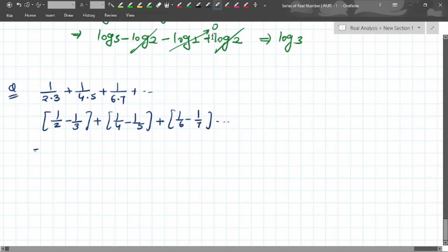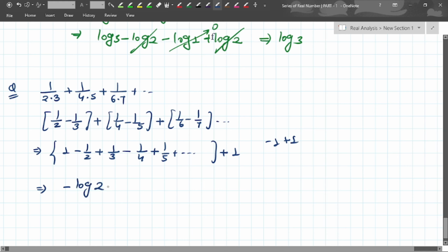It means I can just make it like this, 1 minus 1 by 2 plus 1 by 3, minus 1 by 4 plus 1 by 5. If I take plus 1, so just add minus 1 and plus 1, then I can easily get this as nothing but minus of log 2 plus 1, and this is nothing but 1 minus log 2, that we can easily get from here. This is one of the questions.